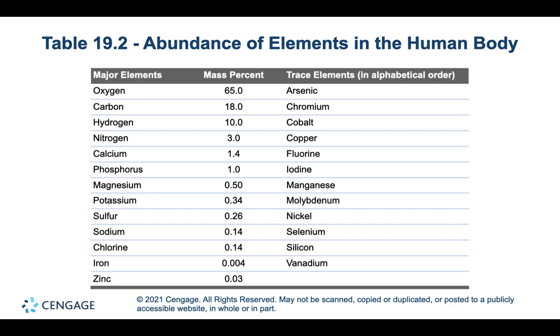Hydrogen's up there because of, again, being found in water, but also being found in many of the compounds in our body. Nitrogen is found in amino acids, calcium in our bones, phosphorus also in our bones, and also in other kinds of phospholipid bilayers and things like that. Magnesium as a trace element, potassium, sulfur, sodium, these are all found in our bodies in appreciable amounts.